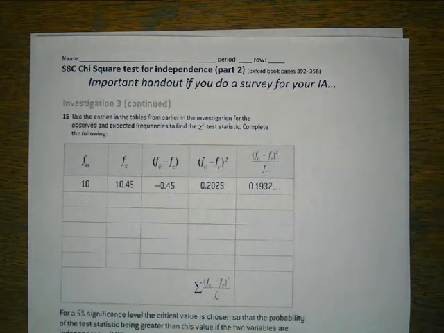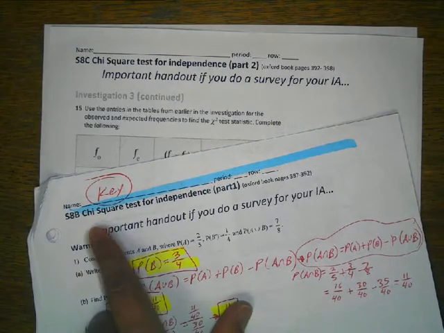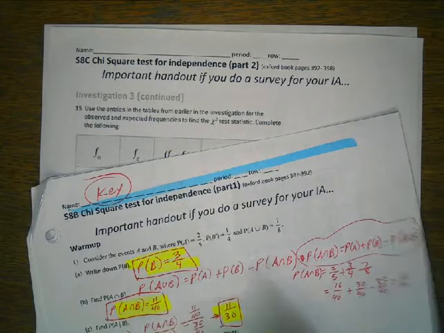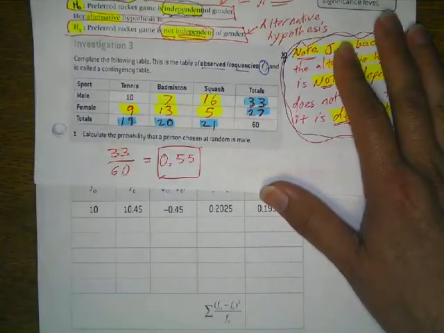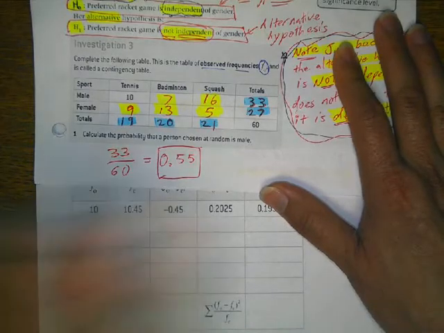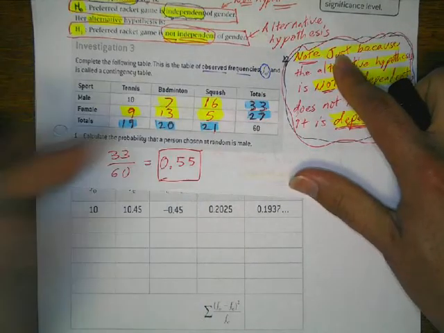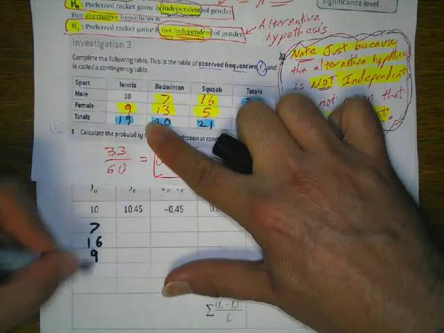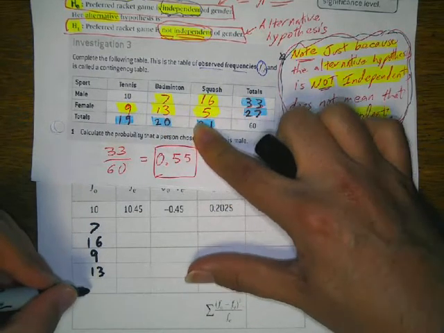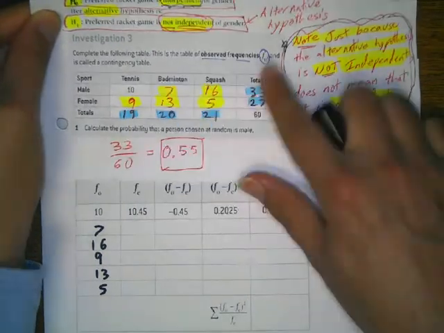So we're going to take our data from the previous assignment, which was S8B, Chi-squared test for independence, part 1, and we did investigation 3, and we found this data after we tallied up all these points. I'm just going to write these values down right here. So we had 10, 7, 16, 9, 13, and 5. Those were the observed frequencies.